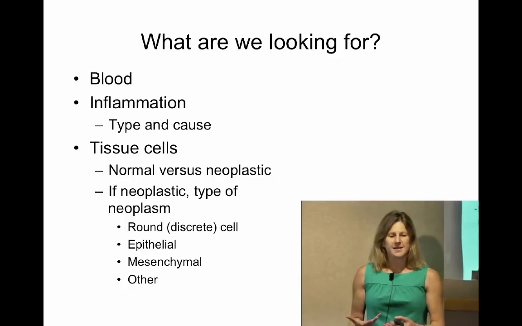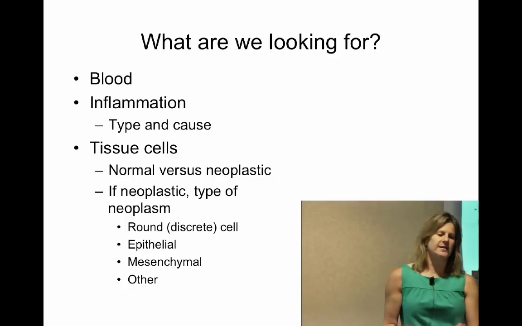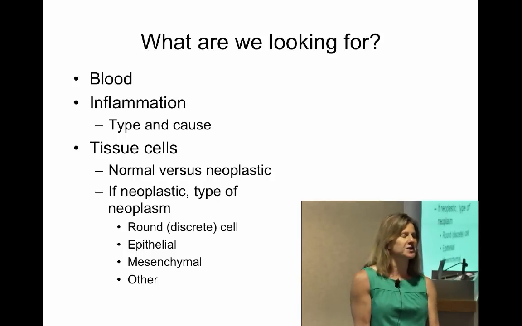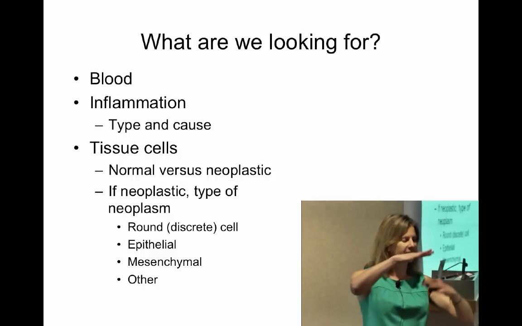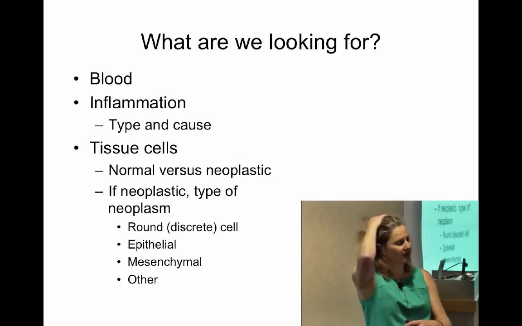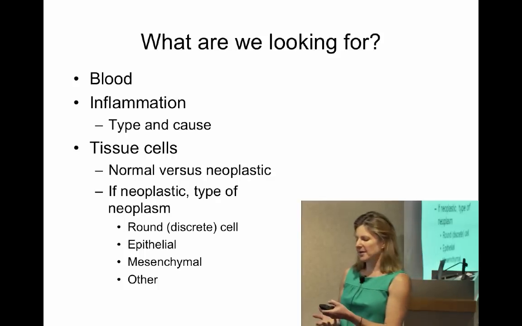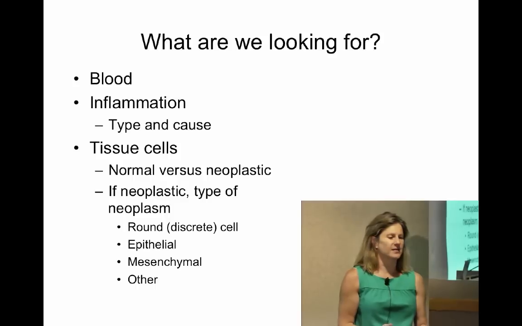Then you're going to see tissue cells. So if you see blood, then is there inflammation? If there's inflammation, what type of inflammation? Neutrophilic, lymphocytic. And again, I've got guidelines in the notes as to the kind of inflammation that we look for and categorize. And then I'm going to say, is there something else other than inflammatory cells?